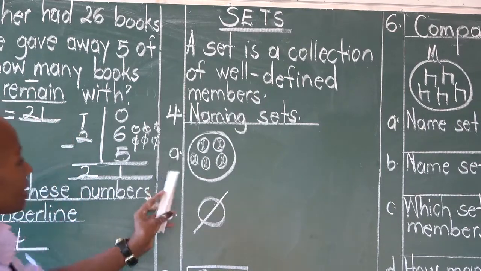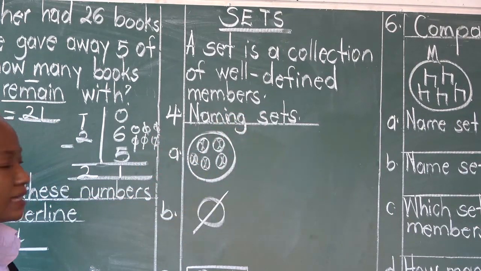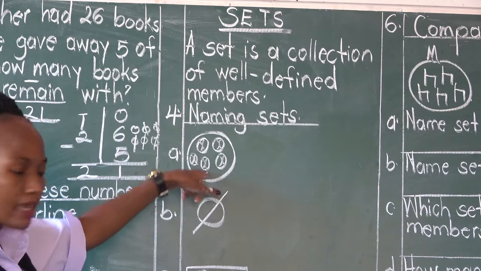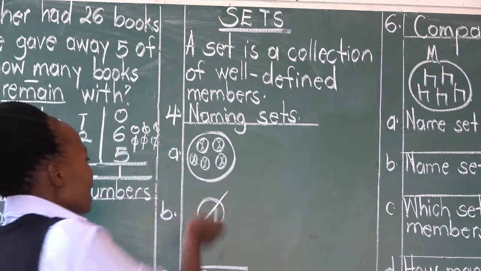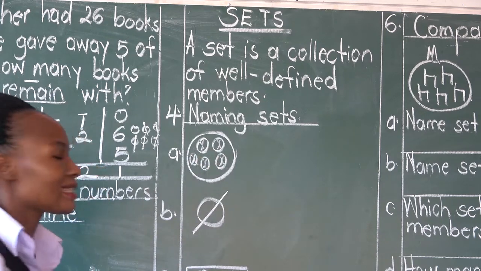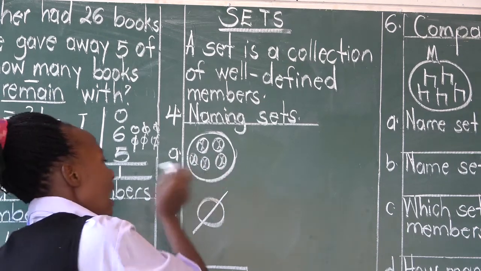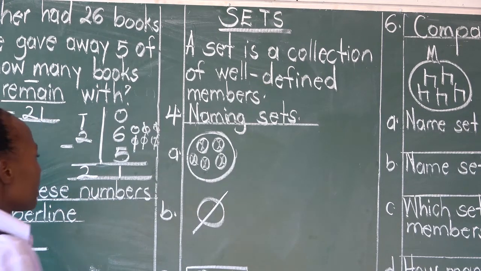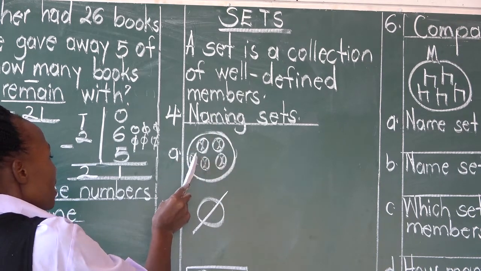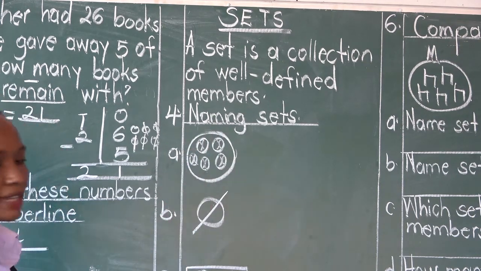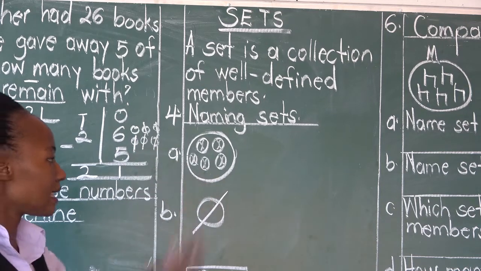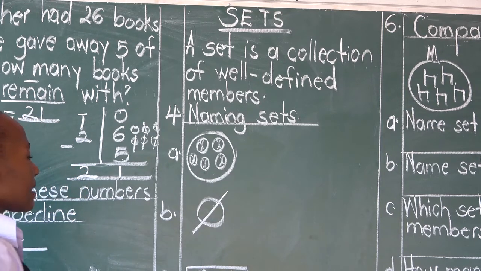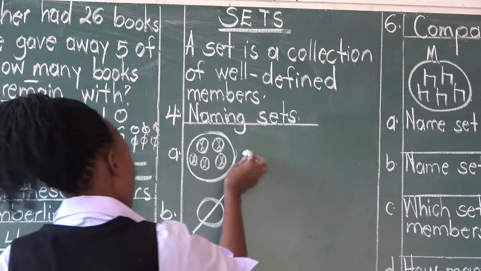Okay? Now let's look at naming sets. We have drawn our sets here. Now we want to name this set. How do we call these elements which are inside that set? These are balls. When you look at those balls, how many are they? Let's count them. 1, 2, 3, 4, 5. Now you can see 5 balls in this set. Now, how are you going to name this set? We are going to say a set of 5 balls.